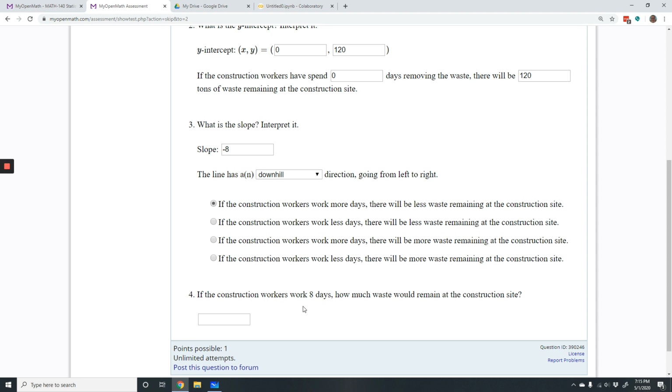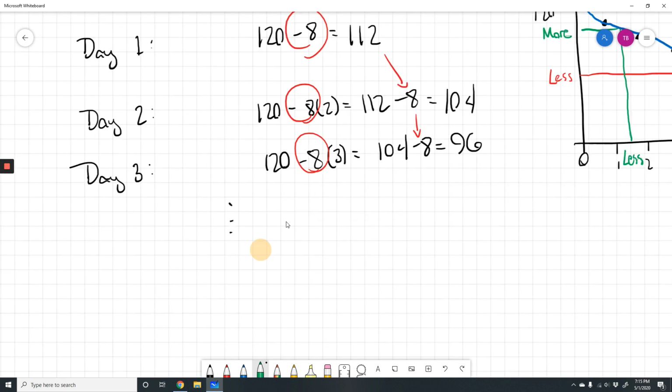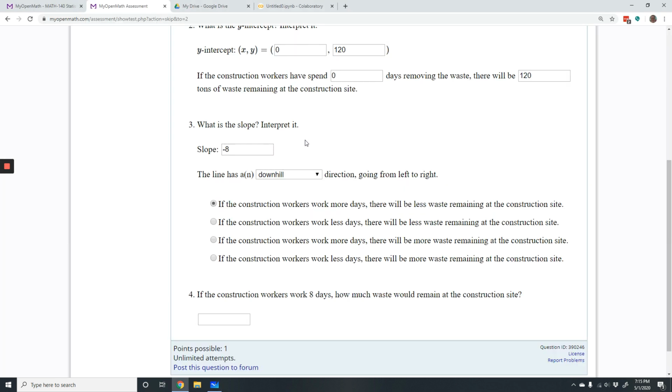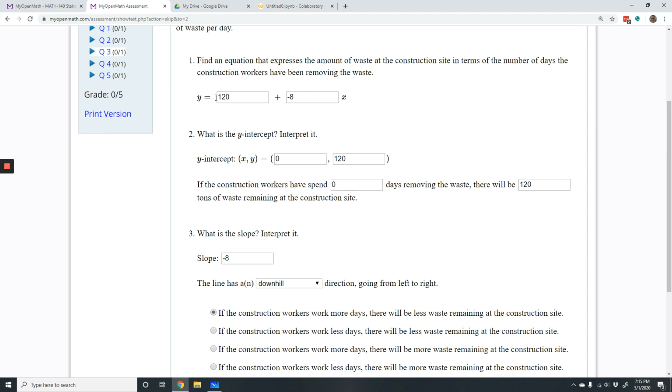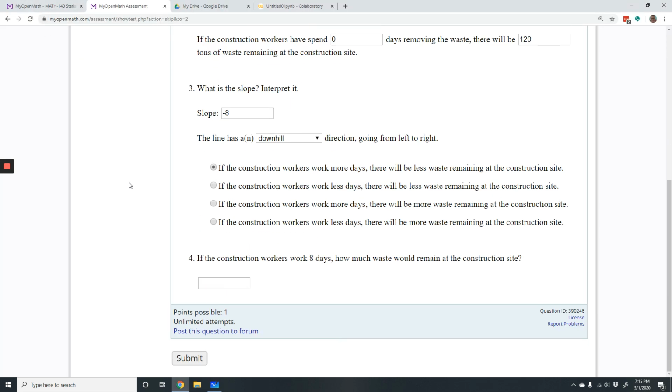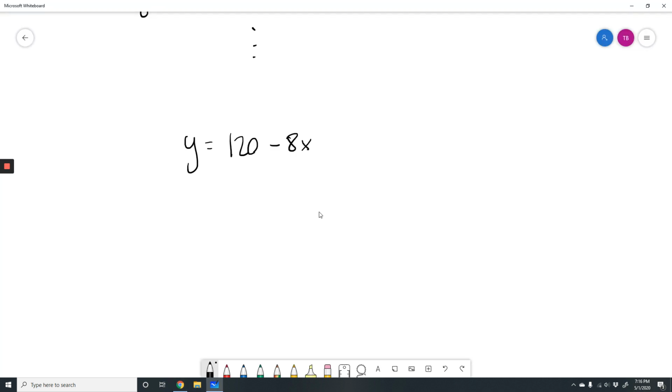Finally, if the construction workers work 8 days, how much waste would remain at the construction site? Okay, so we have the equation. We found it up here. The equation is y equals 120 plus negative 8x. So y equals 120 minus 8x. And we want to know what's happening after the construction workers work 8 days. So remember, x is the number of days. So I'm just going to plug in 8 for x.